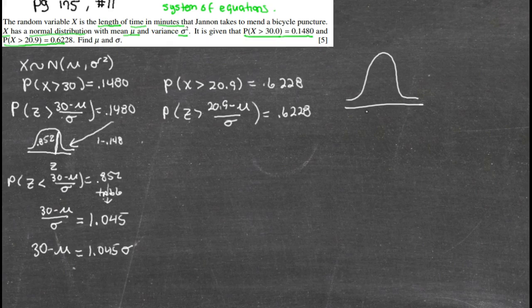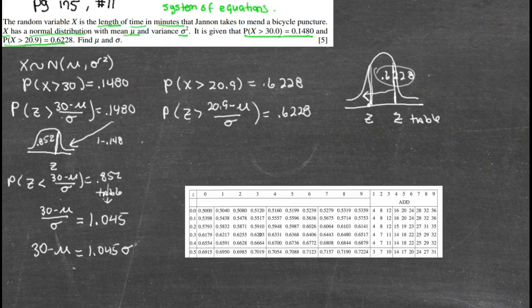Let's take a look at this one. Here we know 0.6228, that's all over here. So we know that the Z we're looking at is a negative number. Of course, we don't have negative numbers on our tables, but we do have positive numbers. And luckily, the normal distribution is symmetrical. So we go on the other side and pick the positive version, which ends up being less than, and 0.6228.